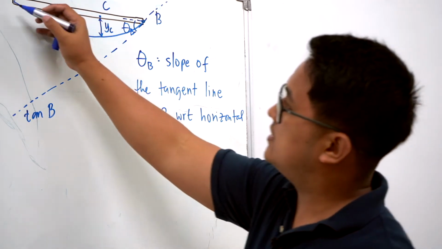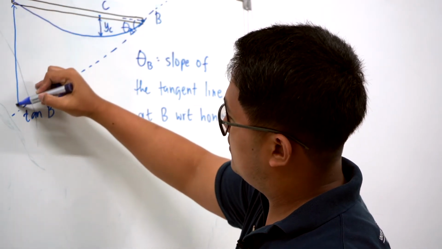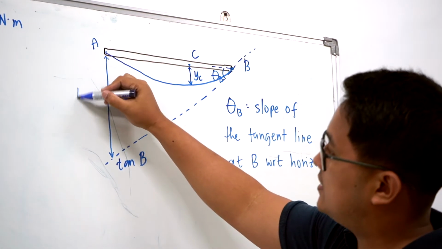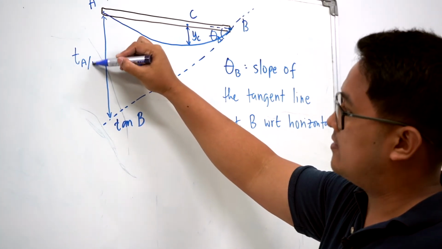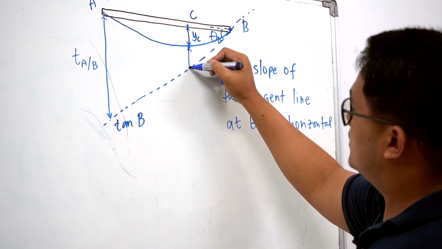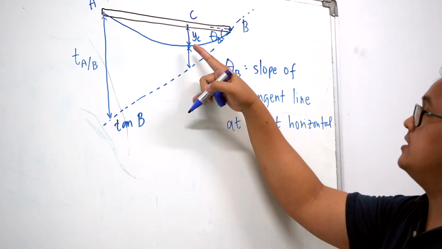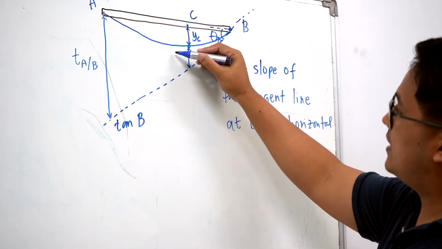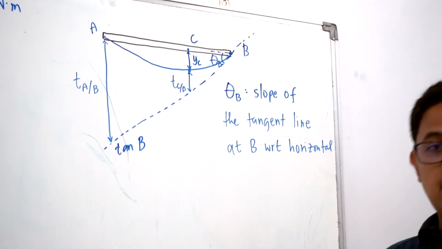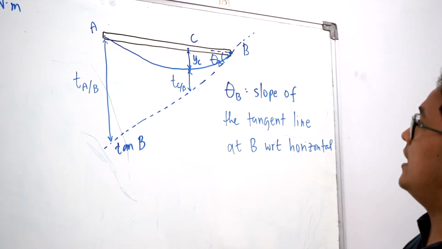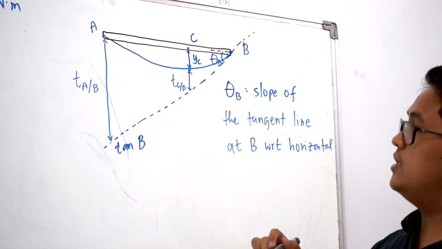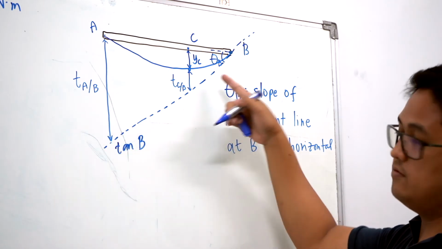Okay? So, using our tangent line at B, we can define some parameters. The first one is this distance here. This distance is the vertical distance of point A from the tangent line at B. That is the tangential deviation of A with respect to the tangent line of B. Similarly, this point here, from the deformed position of point C up to the tangent line of B, is the tangential deviation of point C with respect to the tangent line of B.